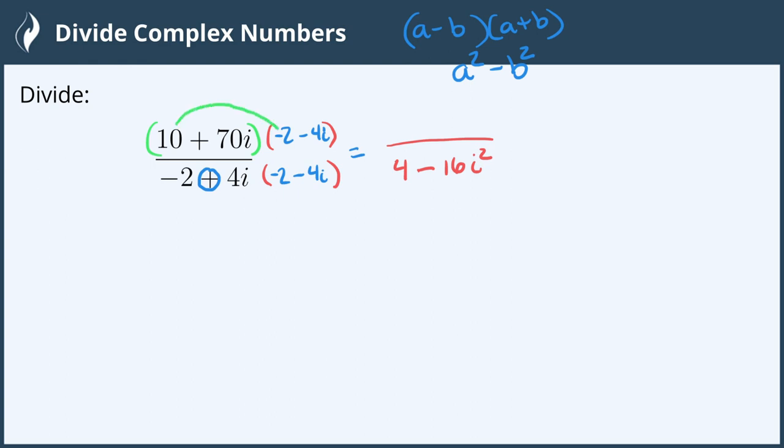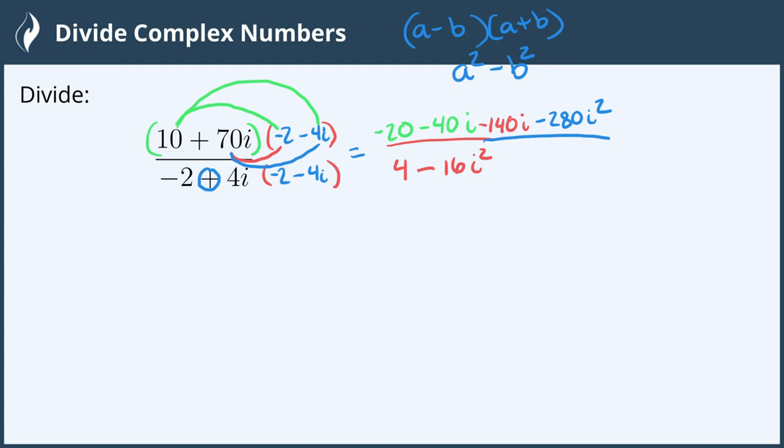So we end up with 10 times negative 2, which is negative 20, and then 10 times negative 4i, which is negative 40i, and then the inside, we end up with 70i times negative 2, which is minus 140i. And then our last times the last, 70i times negative 4i is negative 280i squared. I should extend the division sign.